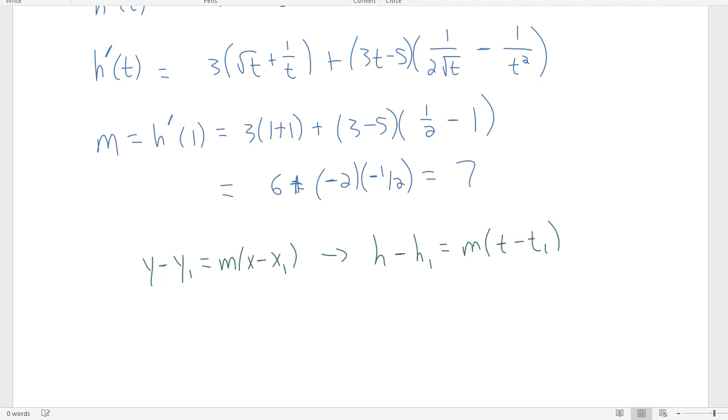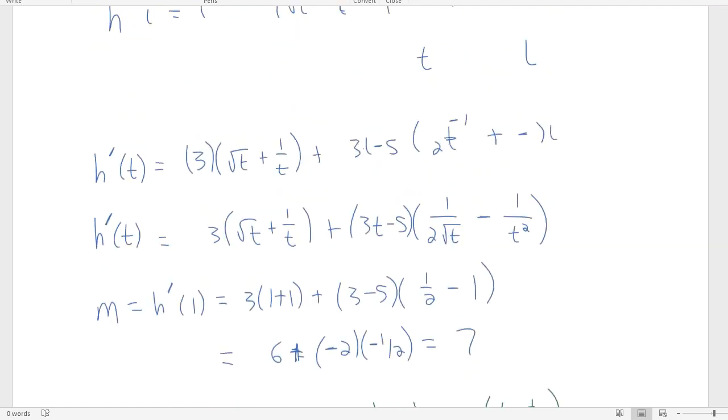So again, we know the slope is 7. I don't know the y value at the moment. I know the x value was 1. The t value was 1. So what's our h value? I need to just come back to my original equation and plug in t equals 1. So where is that at?